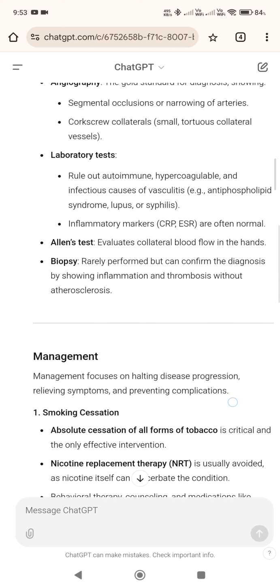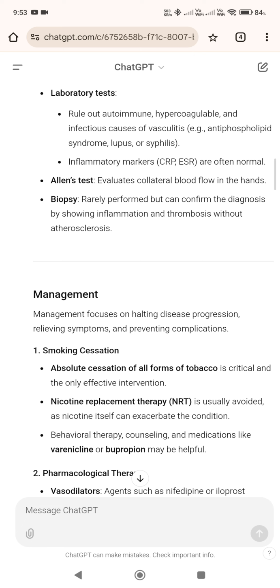Laboratory tests rule out autoimmune, hypercoagulable, and infectious causes of vasculitis, e.g. antiphospholipid syndrome, lupus, or syphilis. Inflammatory markers, CRP, ESR, are often normal. Allen's test evaluates collateral blood flow in the hands. Biopsy, rarely performed but can confirm the diagnosis by showing inflammation and thrombosis without atherosclerosis.